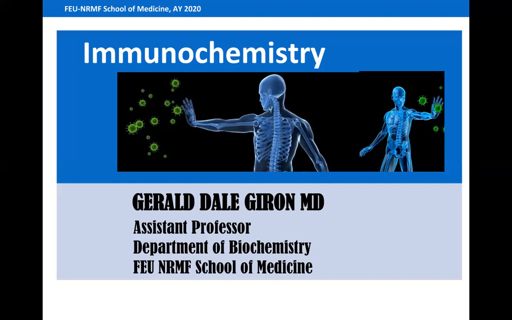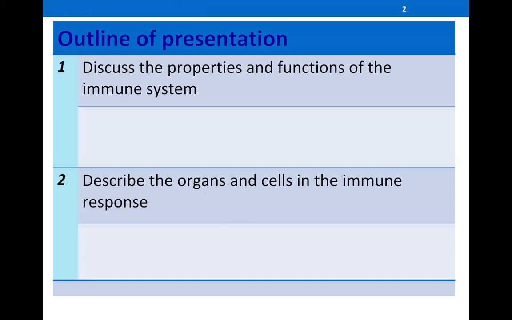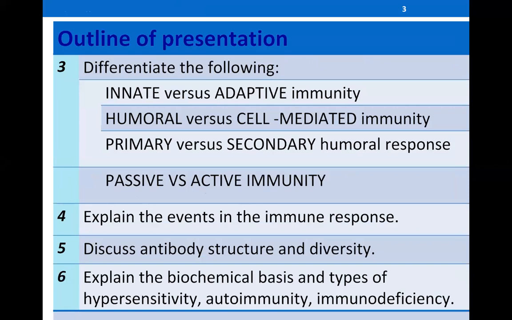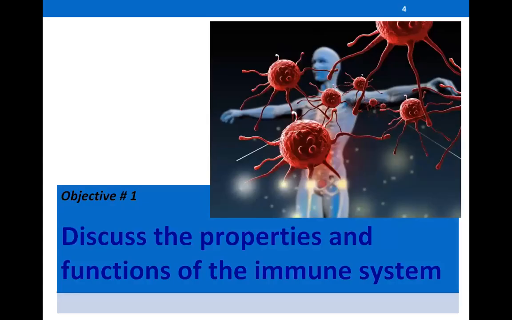So the outline of the presentation is as follows: to discuss the properties and functions of the immune system, to describe the organs and cells in the immune system, to explain the events in the immune response, to discuss the antibody structure and diversity, and to explain the biochemical basis and types of hypersensitivity, autoimmunity, and immunodeficiency. Okay, first, let's discuss the properties and functions of the immune system.